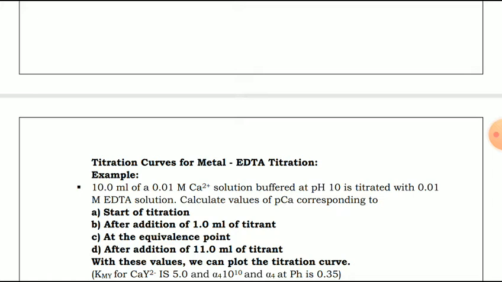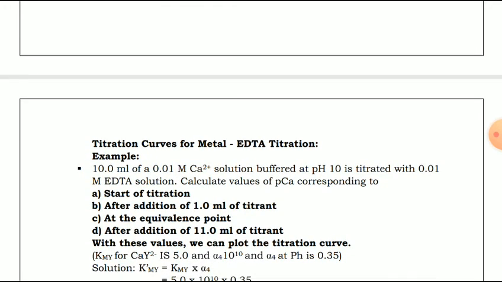The value of KMY, the absolute stability constant for this complex, is 5 into 10 raised to 10, and alpha 4 at pH 10 is about 0.35. That means the value of KMY for the calcium EDTA complex is 5 into 10 raised to 10, and the value of alpha 4 is 0.35. These two values were required in the calculation that we have in the given form.